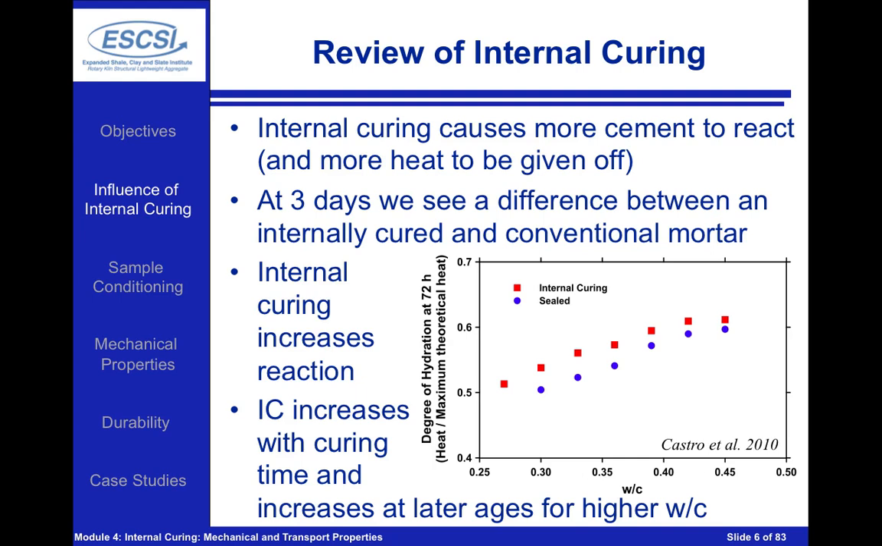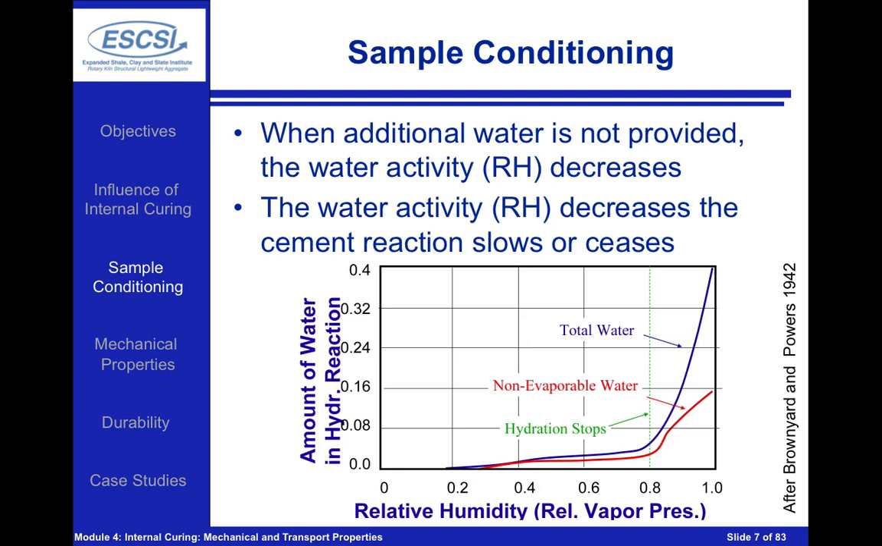Now the other thing to think about here is this is done at a relatively early age. This is done at about 3 days. If we were to continue this type of measurement and look at a later period of time, we would see the difference between the red and the blue dots starting to become larger, meaning that the internal curing is going to be hydrating more and more of the system, and we would see this gap start increasing at higher and higher water to cement ratios, showing an increase in the degree of hydration. Some additional studies will show that after about 90 days, we'll see 5 to 10% more hydration typically in an internally cured system than we do in a sealed system.